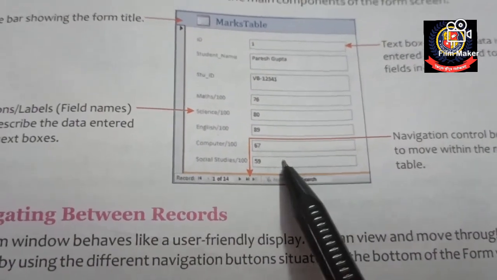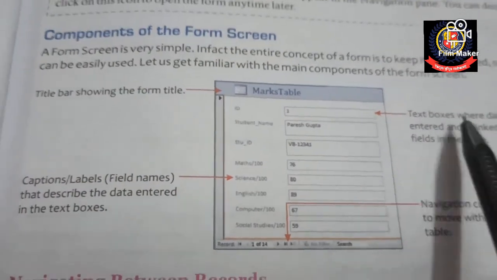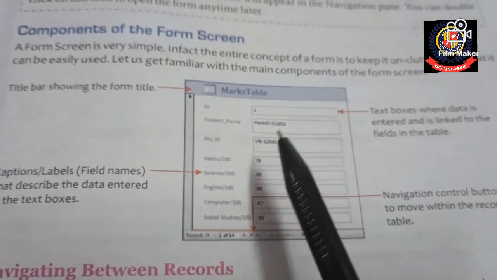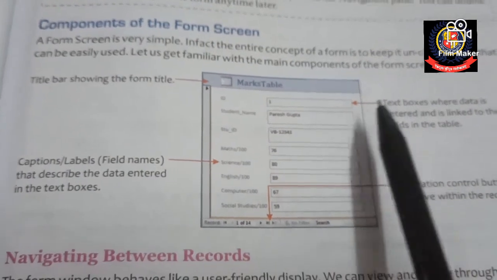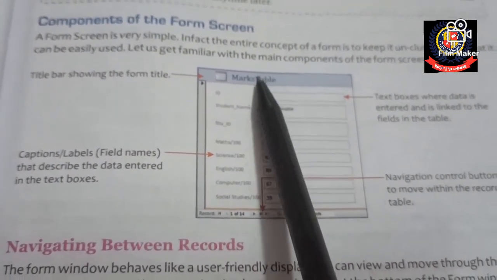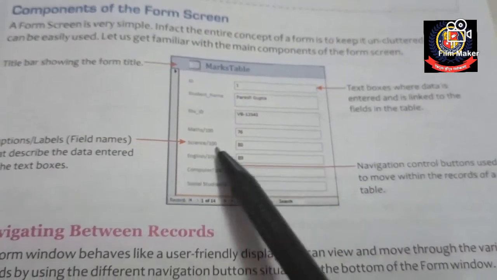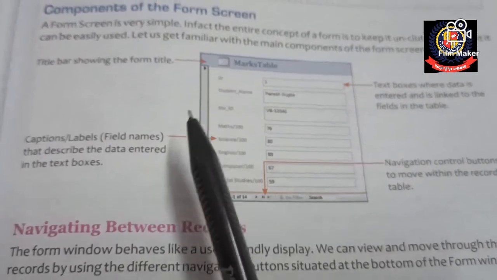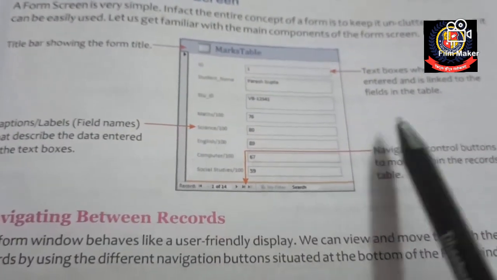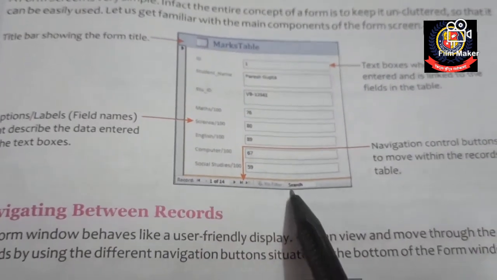After this we are going to discuss navigation between records. So these four are the components of the form screen. I hope this is now clear to you: which field or part is called the title bar, what the text boxes are, what data we have to enter in the text boxes, and what the captions or field names are. And the navigation record buttons are always located at the bottom of the form window.